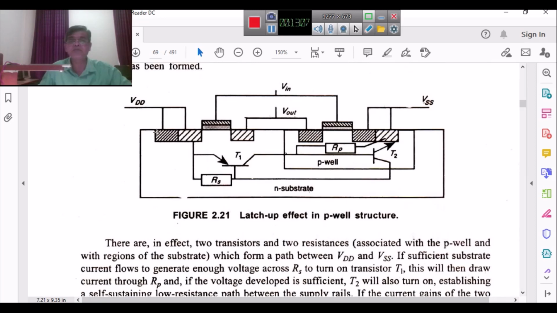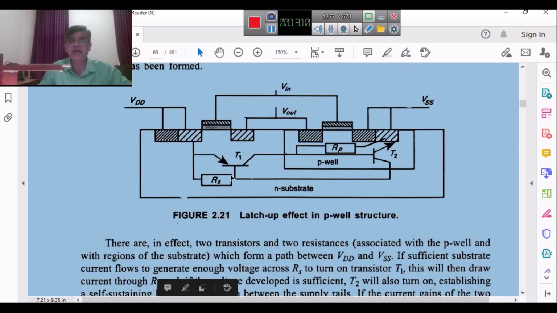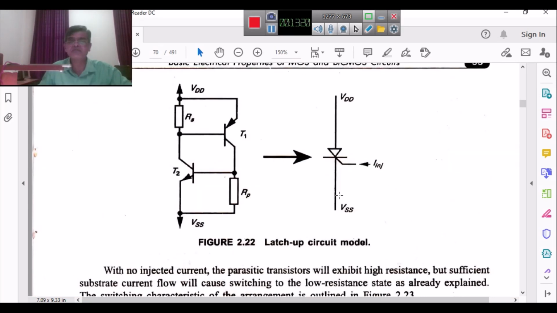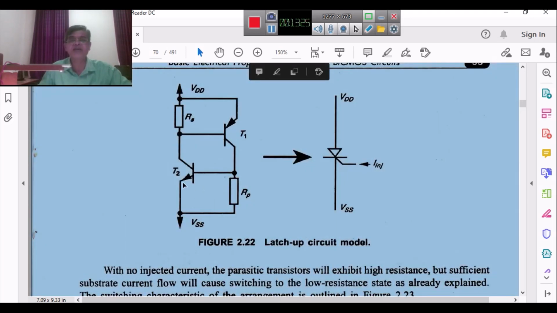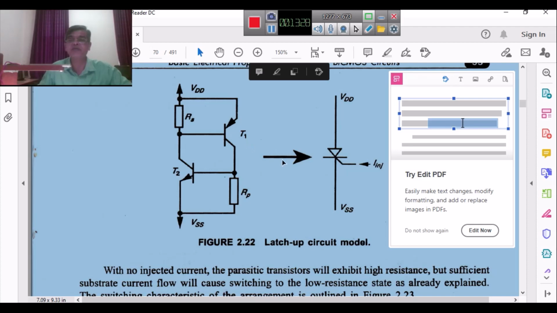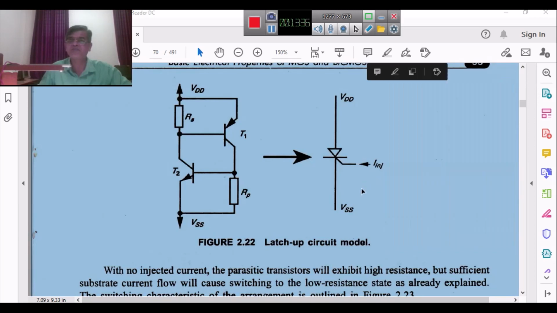Between VDD and the base, RS is coming, correct? And between VSS and the P-well, your RP is coming, correct? You can see here, between the base and VSS, RP is coming. Same thing. Now this is the NPN transistor, this is the PNP transistor. You can observe this here. So it is nothing but the equivalent circuit for an SCR. SCR you have probably studied in power electronics.